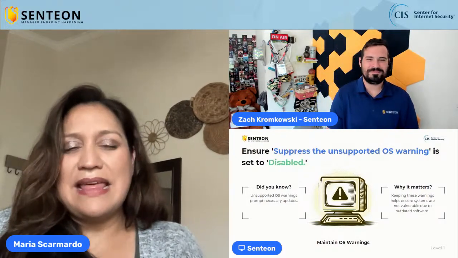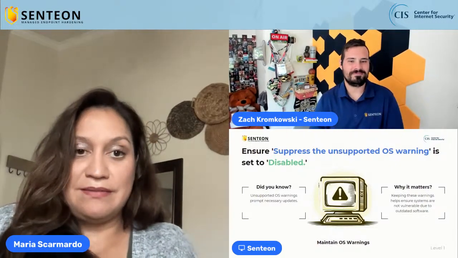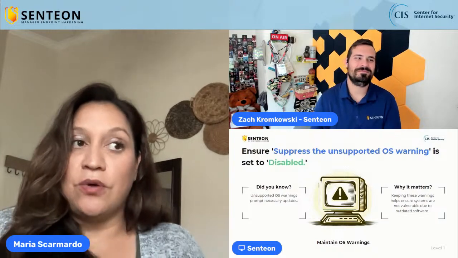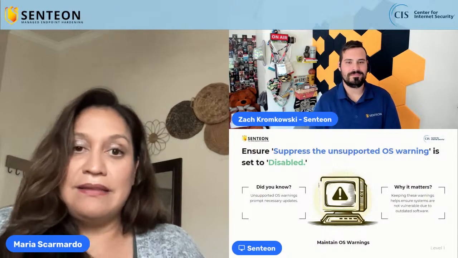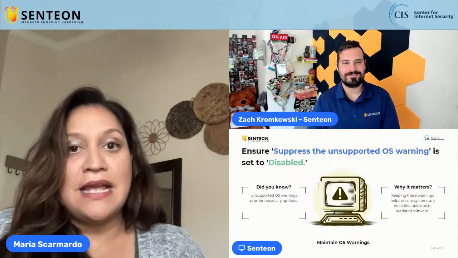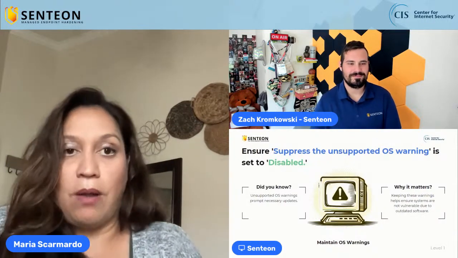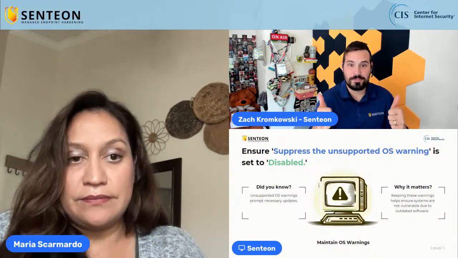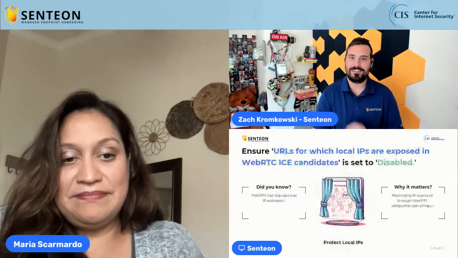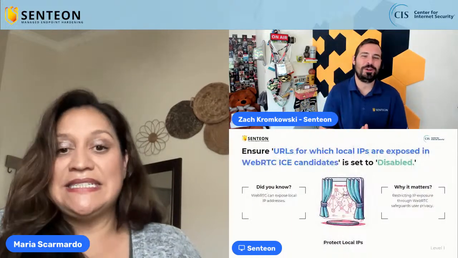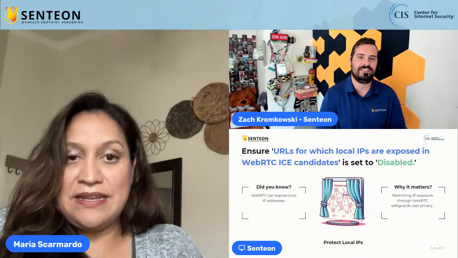Yeah, a lot of them are just no-brainers to, maybe us, and we don't even know if they're on or off. But this OS one, again, no more excuses for unsupported OSs. The fact that you don't want to be warned, or that the user can continue using it, is a problem. It is a big vulnerability. Do your updates, right? All right, next setting here: URLs for which local IPs are exposed in WebRTC ICE candidates is set to disabled.